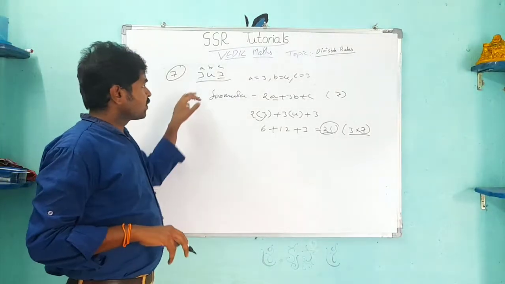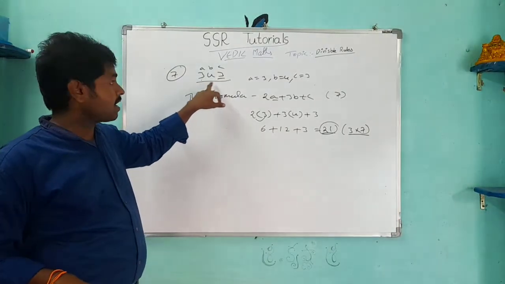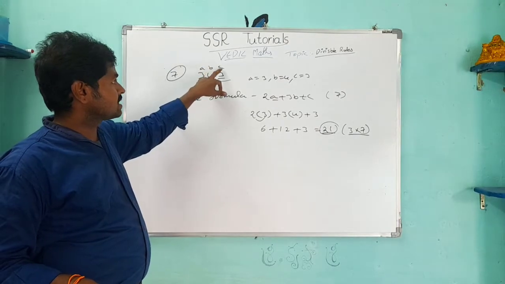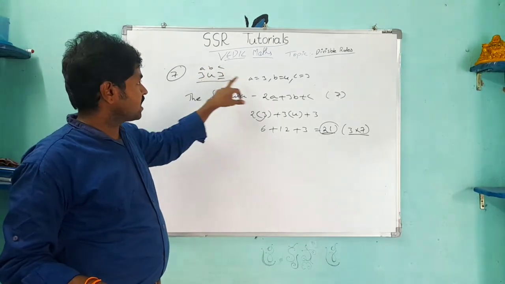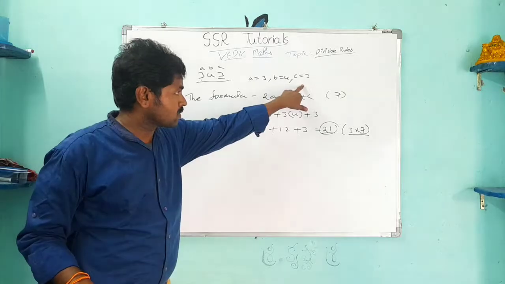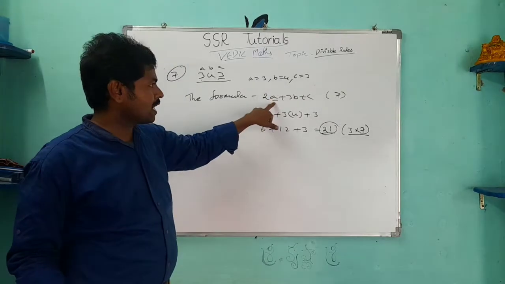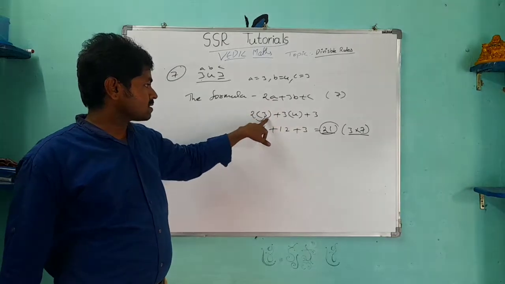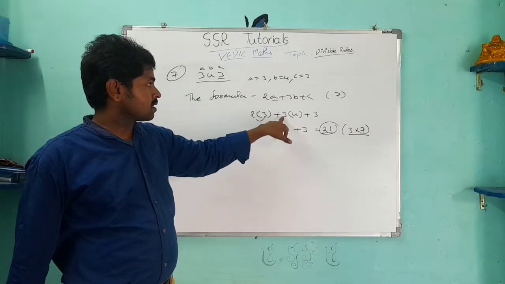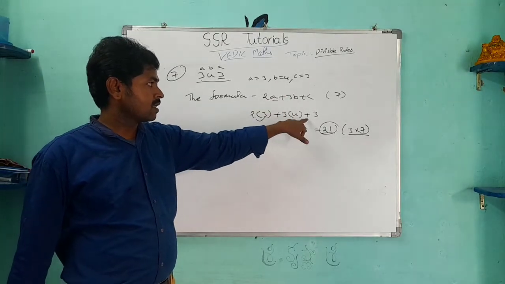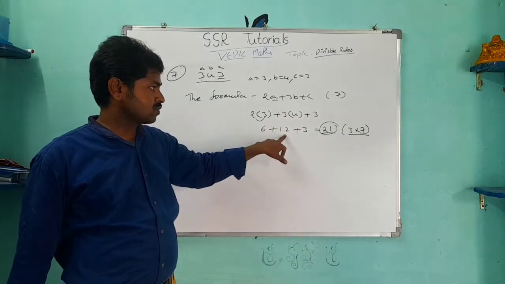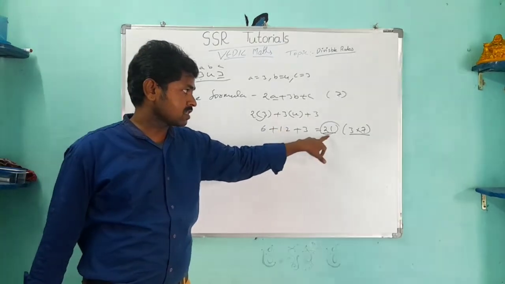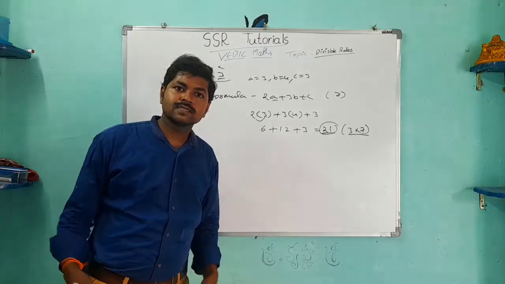Once again, if you take any number, the last 3 digits are A, B, C, where A equals 3, B equals 4, C equals 3. The formula is 2A plus 3B plus C. 2 times 3 is 6, 3 times 4 is 12, plus 3. That means 6 plus 12 is 18, 18 plus 3 is 21. The total number is also divisible by 7.